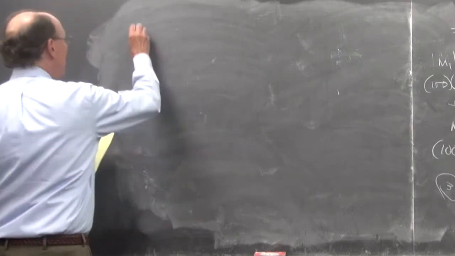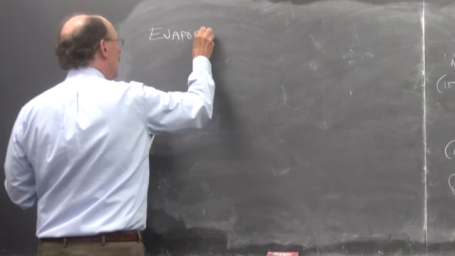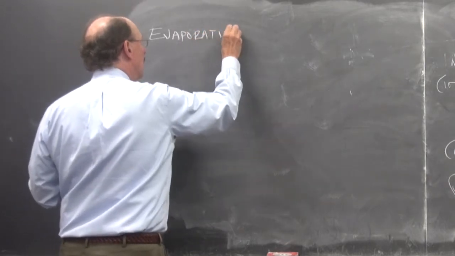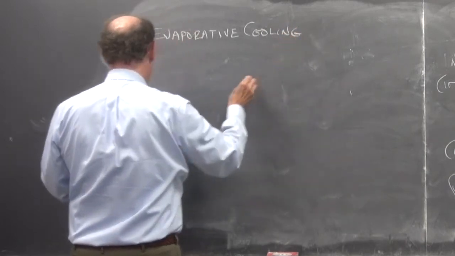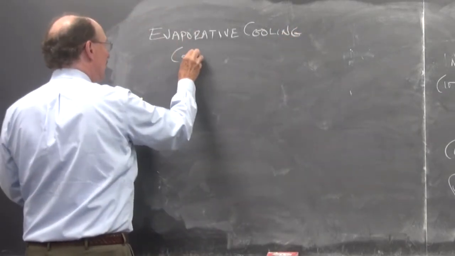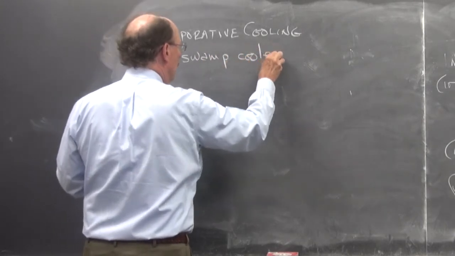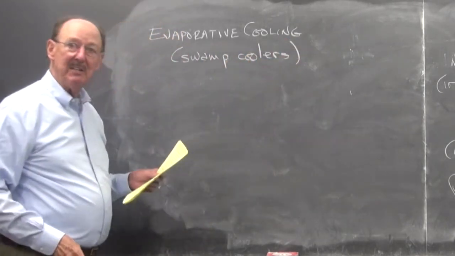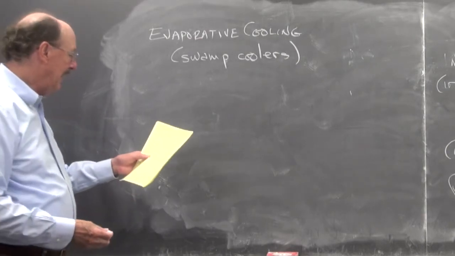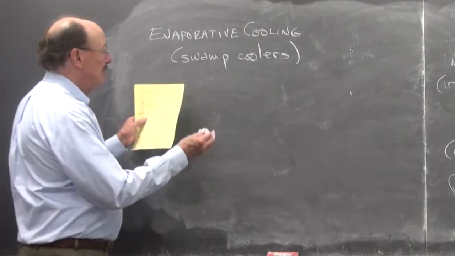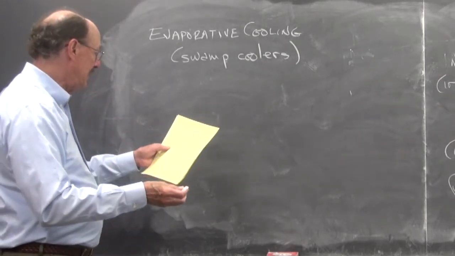So we have evaporative cooling, and sometimes these are called swamp coolers. Basically, it's an inexpensive way to cool down your air. And as I said, you can see it at ball games, etc. So let's see what the idea is.